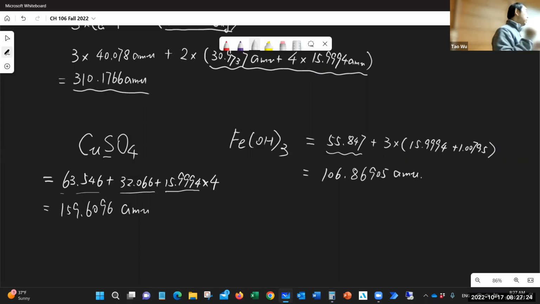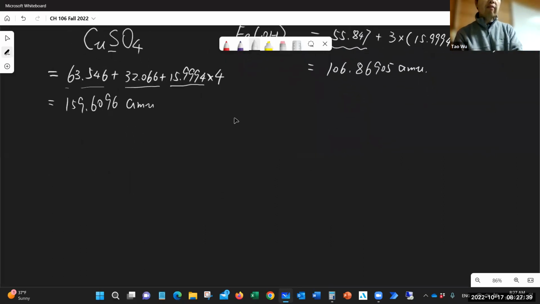Okay, so this gives you the molar mass. Oh, sorry, this gives you the formula mass for each of these compounds. Okay, now it's easy, right? Yeah. So the next part is getting harder, and this is a very, very fundamental concept in chemistry: the mole.